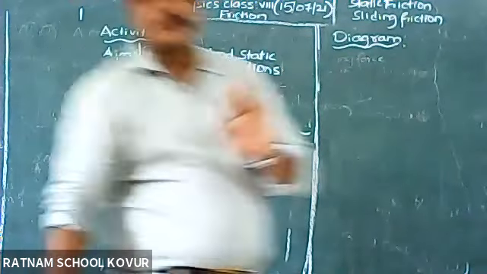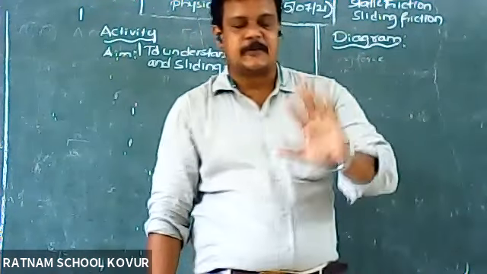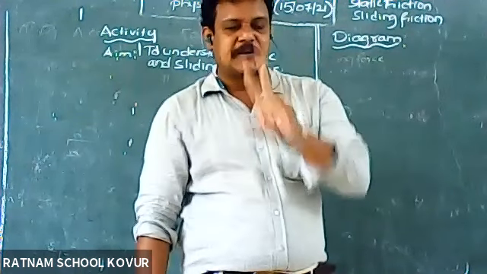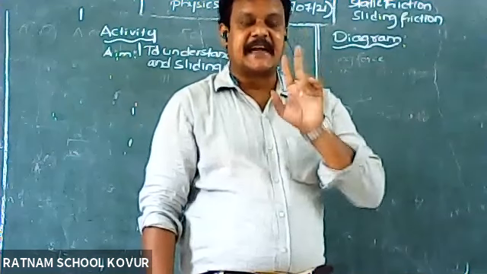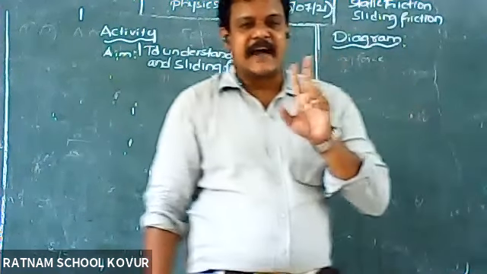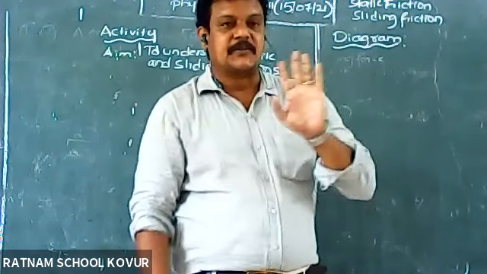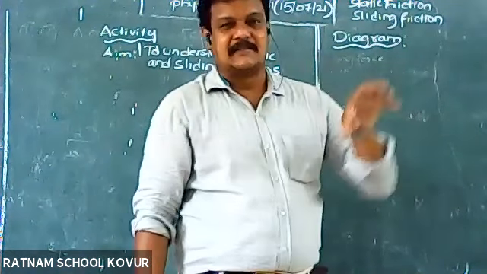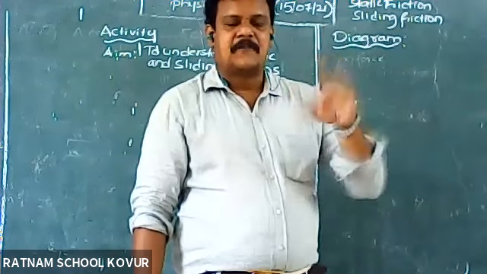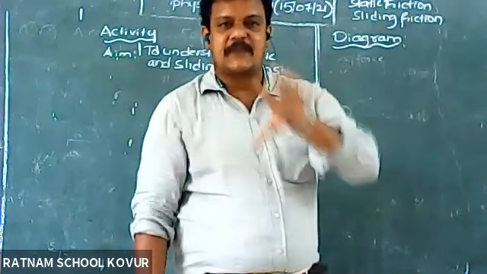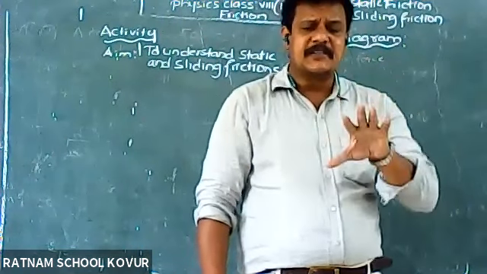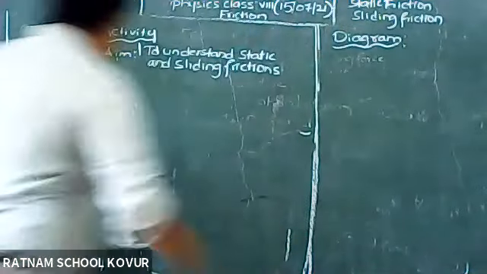So we are going to discuss friction. We have studied that friction is a force which opposes the motion when they are in contact. Two types of friction we are going to study now. Static means, in physics, rest, the objects which are at rest. Sliding means which are moving. After the end of this activity, you will understand what is static friction and what is sliding friction.